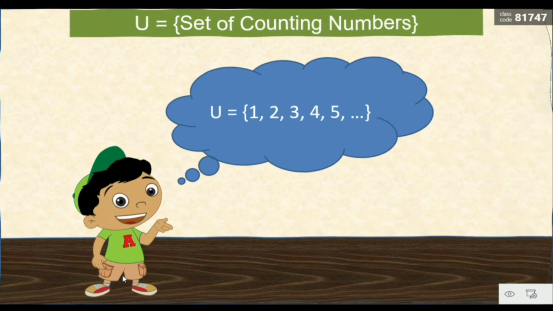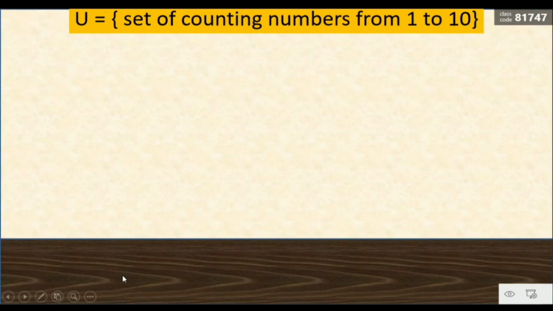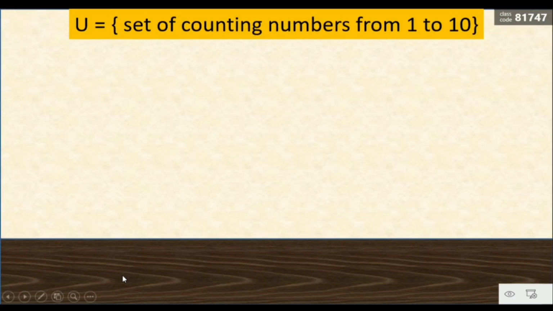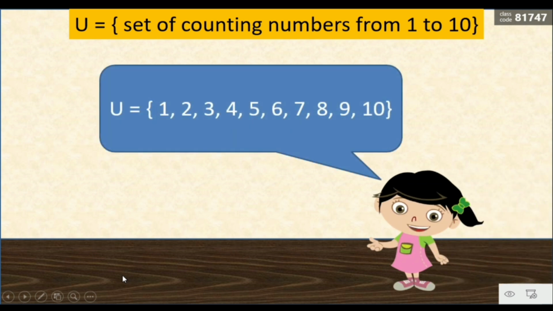So next one, let's have example number 3. Suppose the universal set is the set of counting numbers from 1 to 10. Therefore, our elements of the universal set are from the numbers 1 up to number 10.